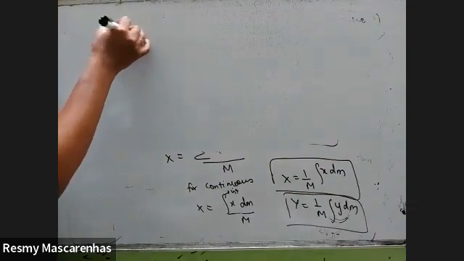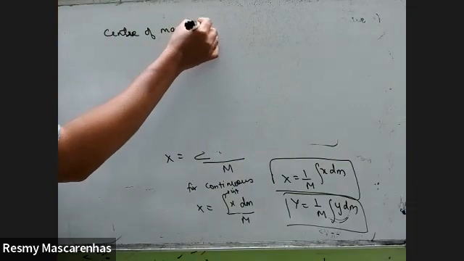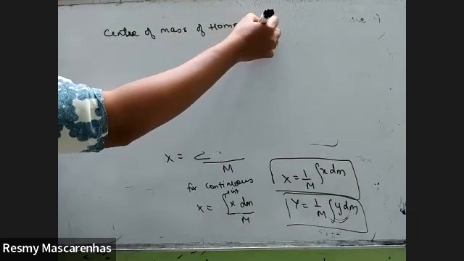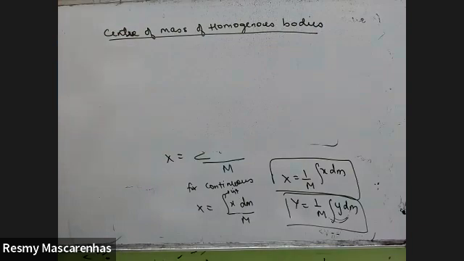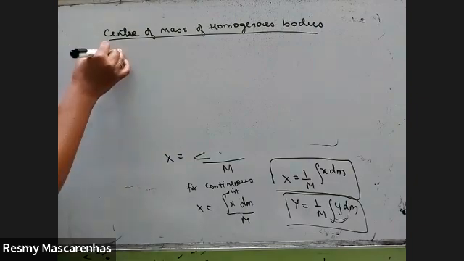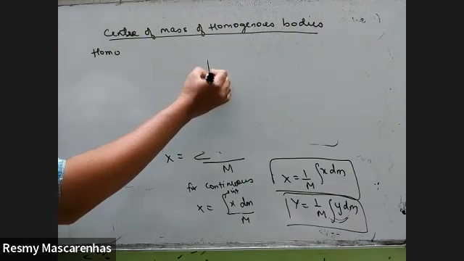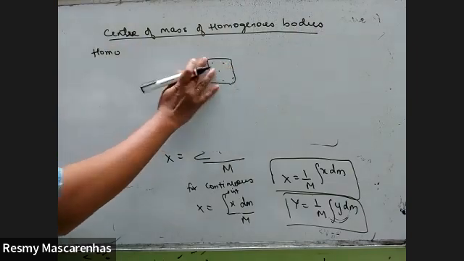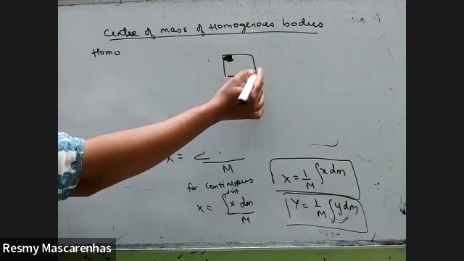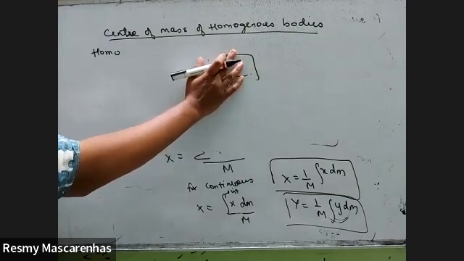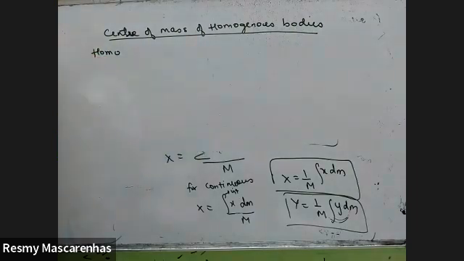Center of mass of homogeneous bodies. What is a homogeneous body? Homogeneous means any body which has uniform distribution of mass. It will not be like here there is a lot of mass and here it is vacant. It should not be hollow at some place and thick at some place. Homogeneous bodies have uniform distribution of mass. Any piece of that body you take, it will have that much mass only.